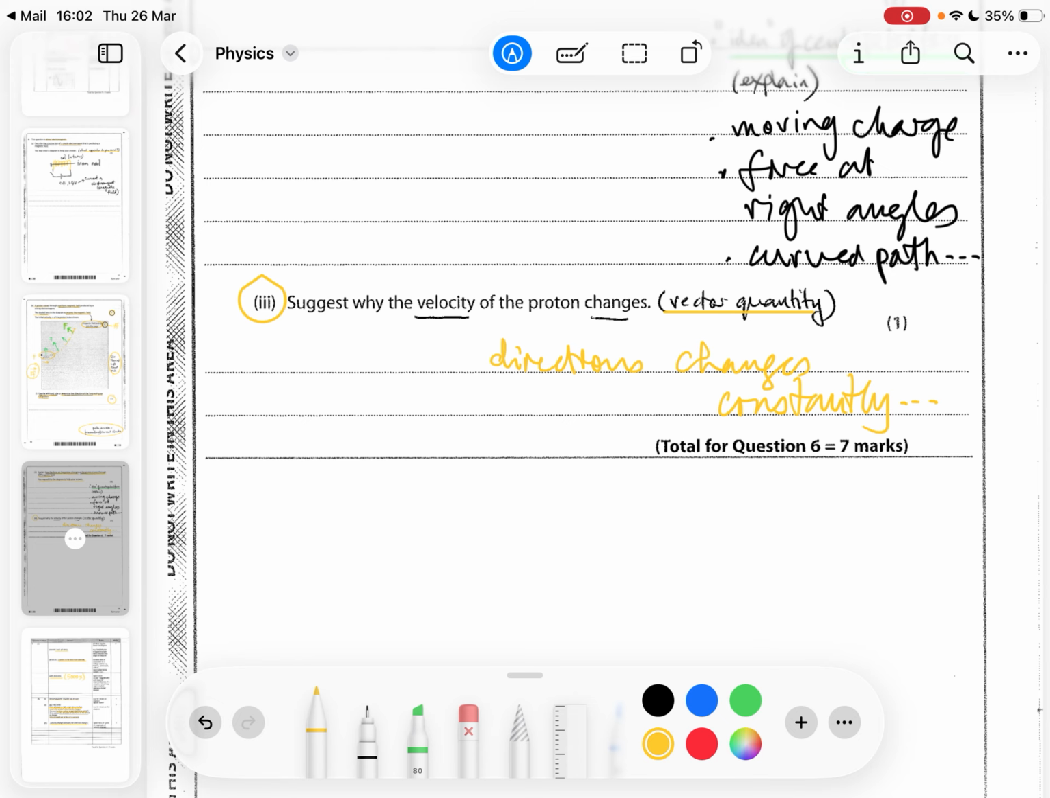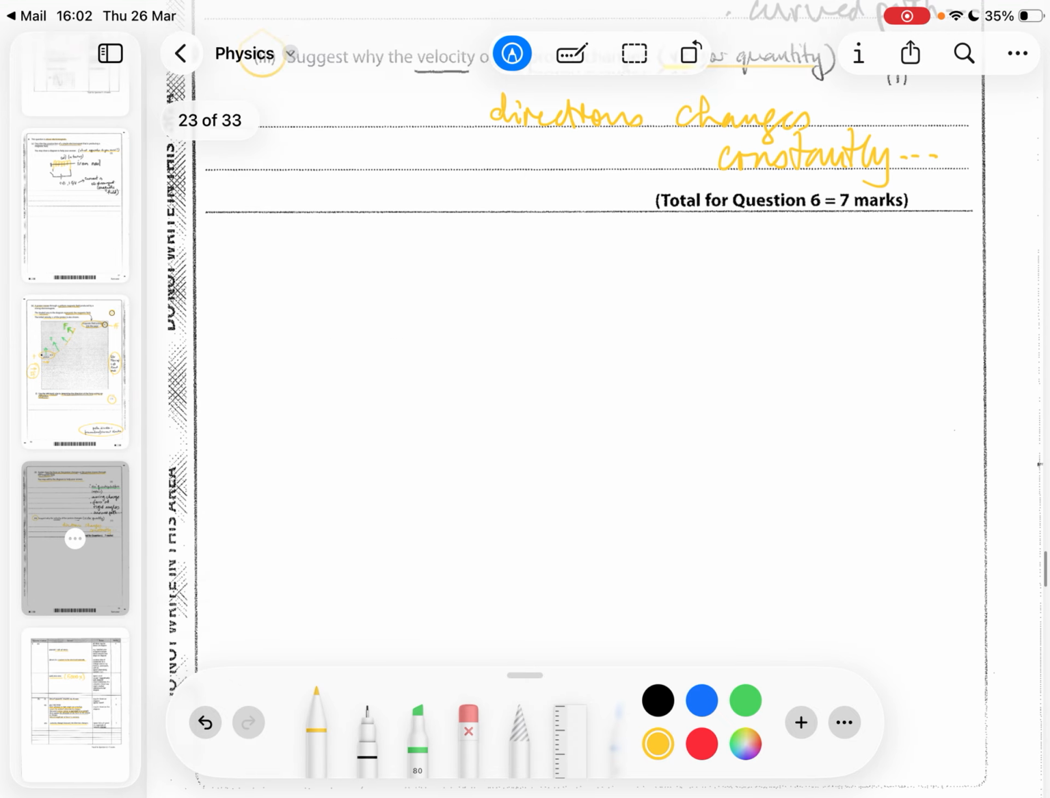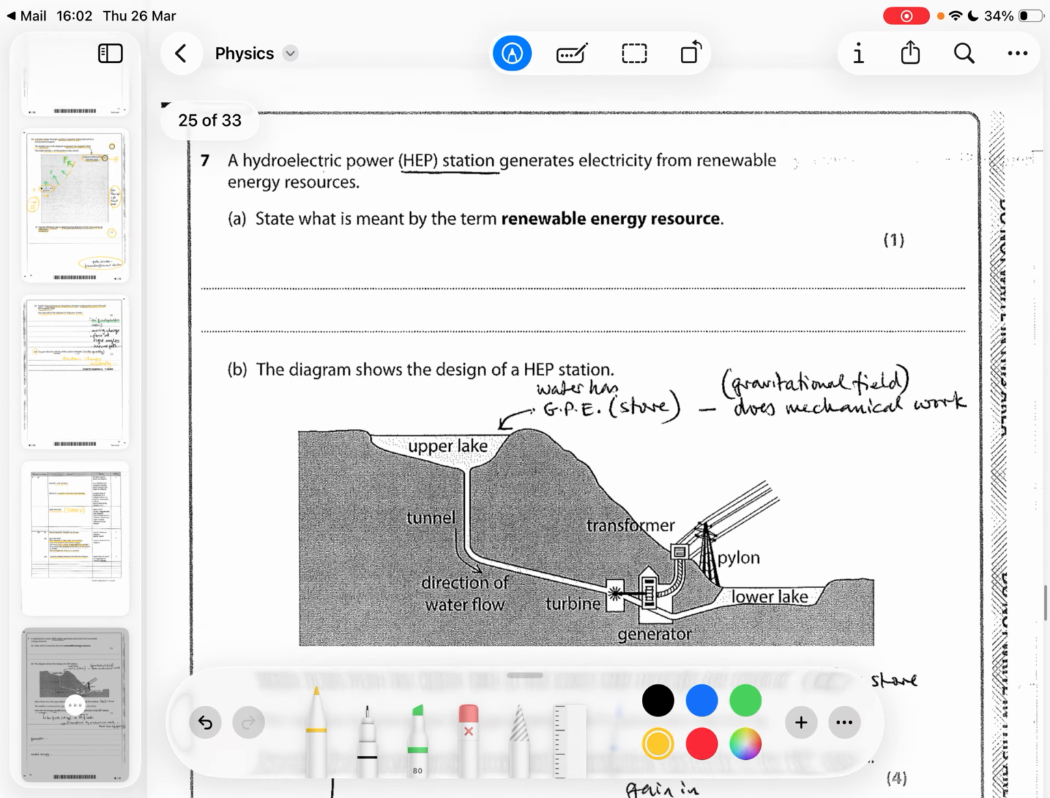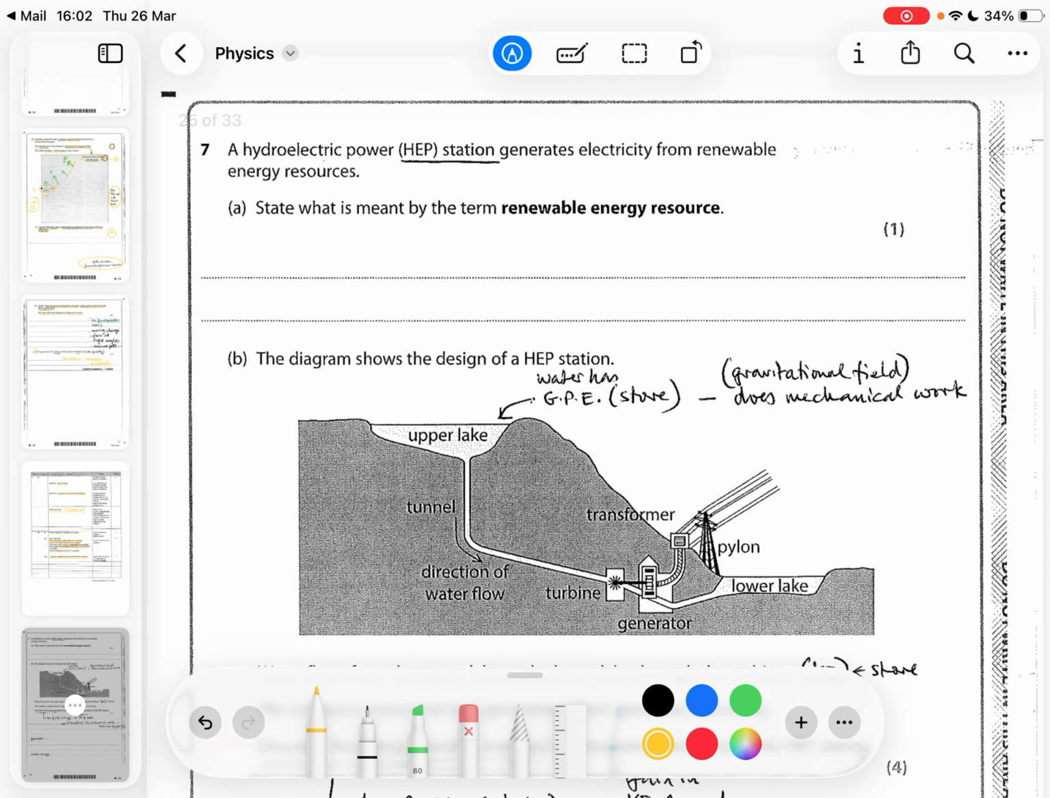I'm getting better with my Apple Pencil practice, I suppose. There we go, we've done all that part. Another 7 marks done. And the aim is to do this in one sitting. The hydroelectric power station generates electricity from renewable energy resources.